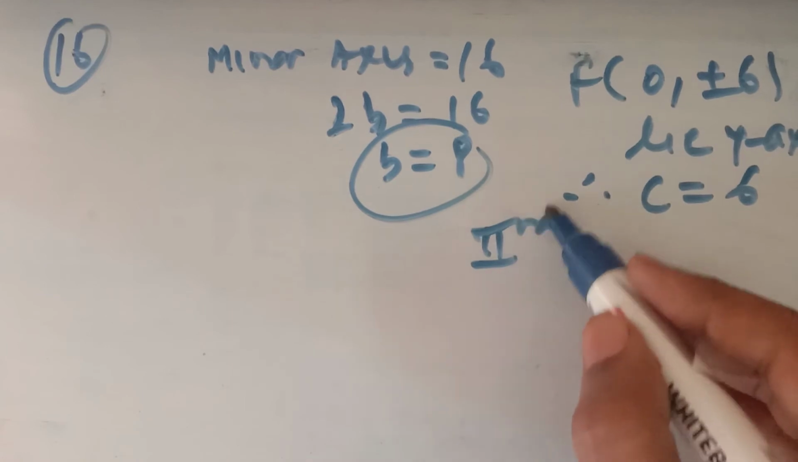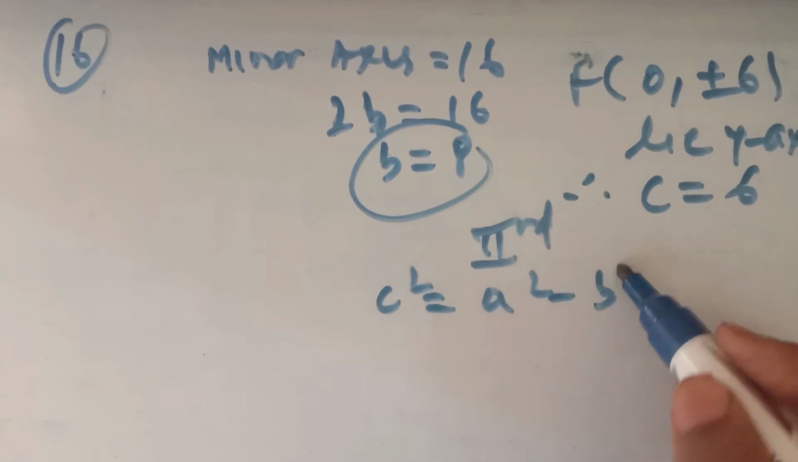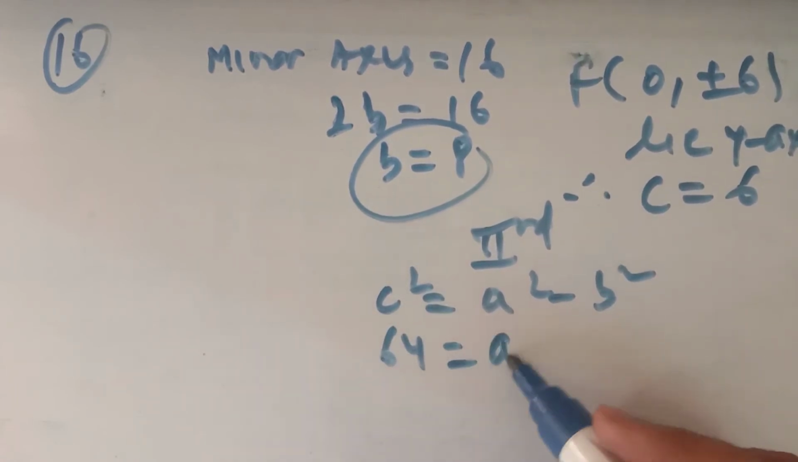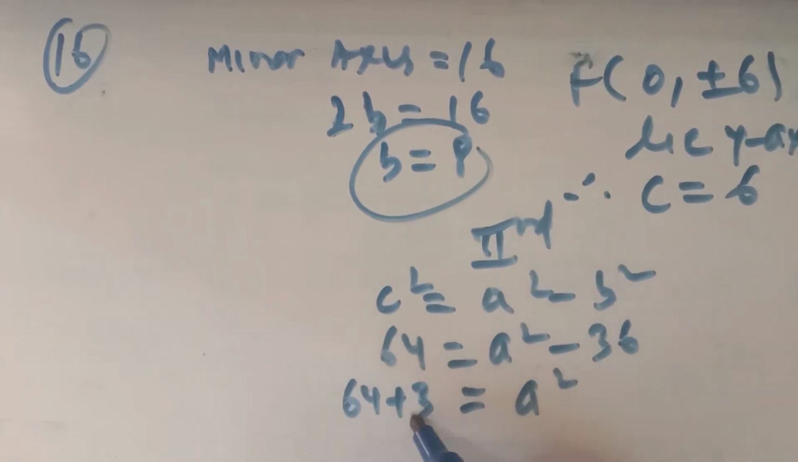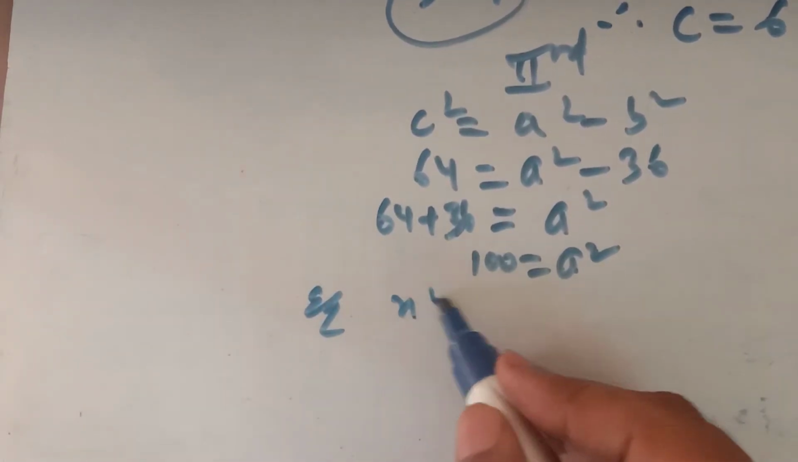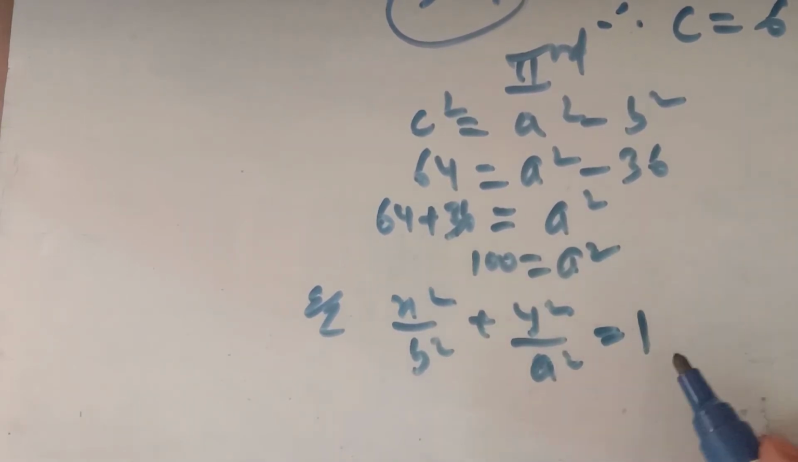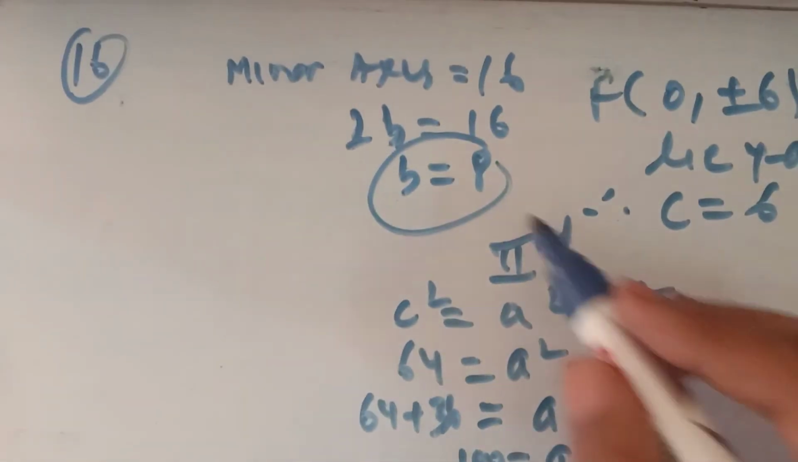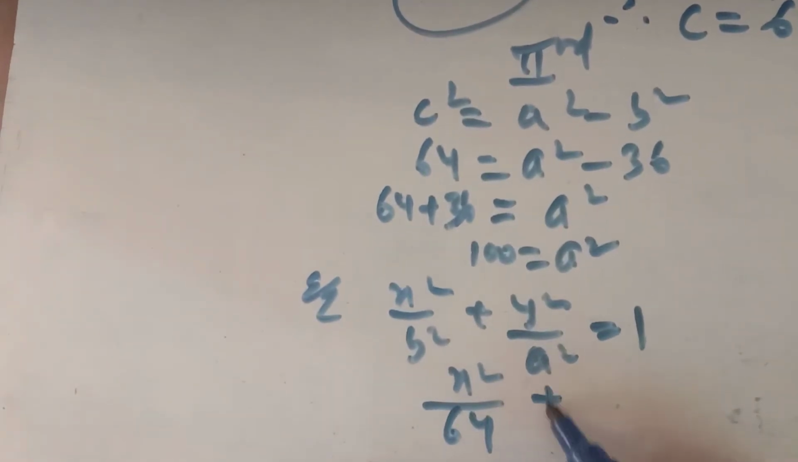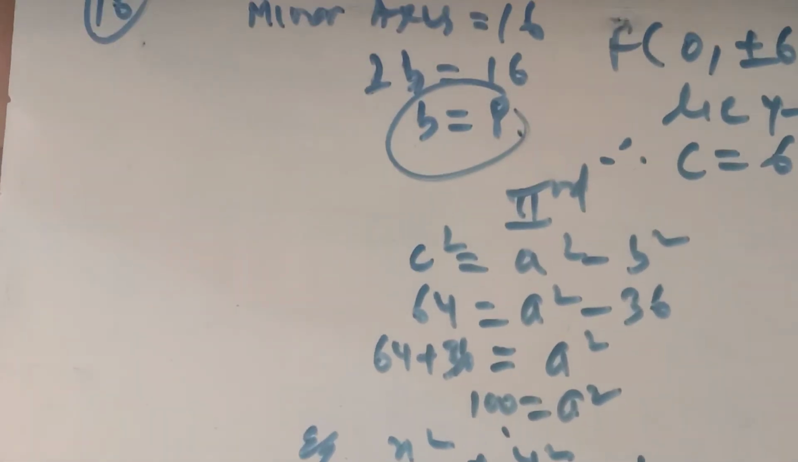So because the focus lies on the y-axis, it is a second type, that is a vertical ellipse, and you can easily find the value of a square from this. b square is 64, c square is 36. So the value of a square will be equal to 64 plus 36, that is 100. This is the value of a square, and the equation of the ellipse will be x square upon b square plus y square upon a square is equal to 1 because it is a second type ellipse. So x square upon 64, the value of a square is equal to 100, and this is the equation of the ellipse of the second type.